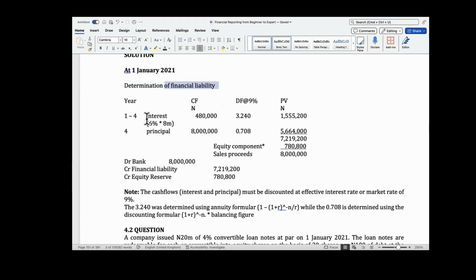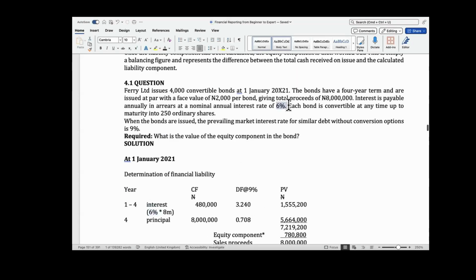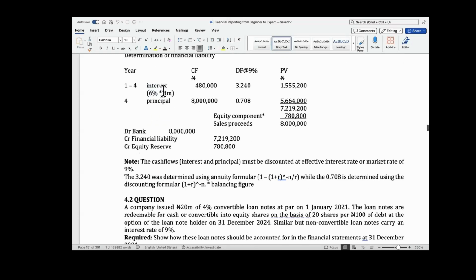To determine the liability, you will get the present value of the interest and the present value of the principal. Knowing fully well that this is a 4-year term loan, it means that you're going to get interest for 4 years. And the interest is the nominal annual interest rate of 6% on the principal, which is constant every year. So we do 480,000. 6% of 8 million is 480,000.